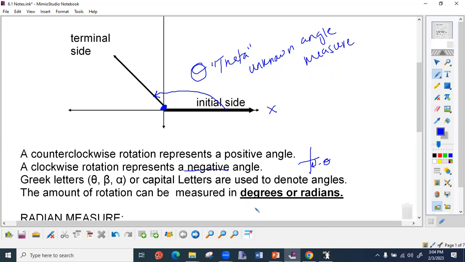The other Greek letters that you may see besides theta. So this is what theta looks like, drawn better than what Miss Jones does. Theta, beta, and sigma. Say it with me. Theta, beta, sigma. It's just 3 letters.